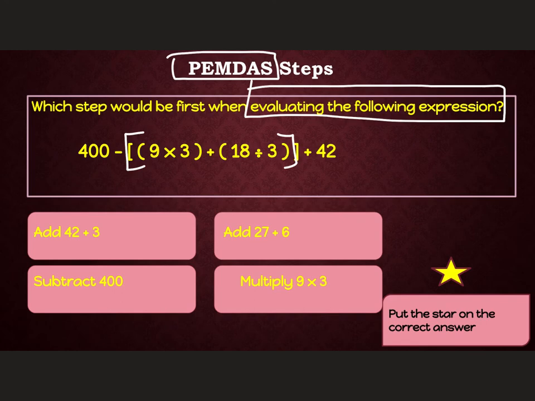So that means we have to solve all the problems in the brackets, and then we can do the rest of it. If we start from the left and work our way towards the right, we're looking for parentheses, and there we see our first parentheses of 9 multiplied by 3. So the first step in solving this would be to multiply 9 by 3. Easy, breezy, beautiful, cover girl. Next slide.